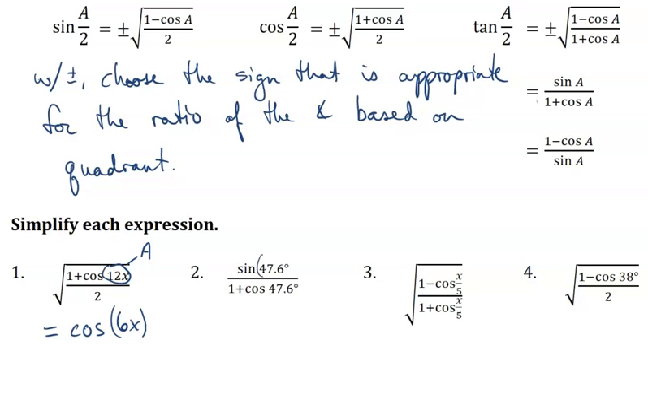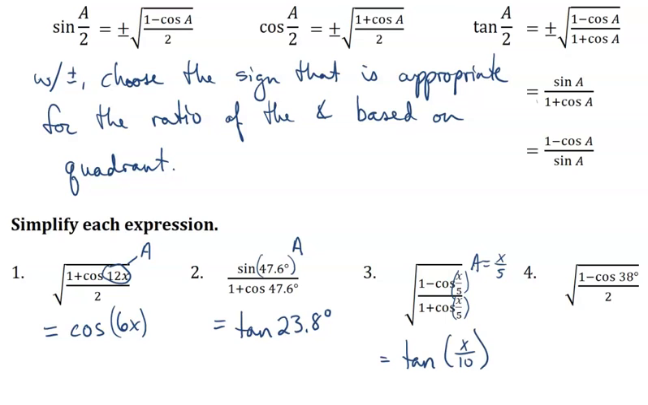So if A is equal to 47.6, then this is equal to tangent of half of 47.6, which would be 23.8 degrees, which I'm just going to leave, not evaluate. Here I've got 1 minus cosine of x over 5 over 1 plus cosine of x over 5. So that looks like this form right here, which is tangent of A over 2. A is x over 5, so tangent of half of that would be tangent of x over 10. Can't evaluate that. It's in terms of x.